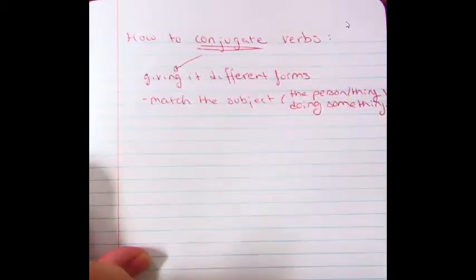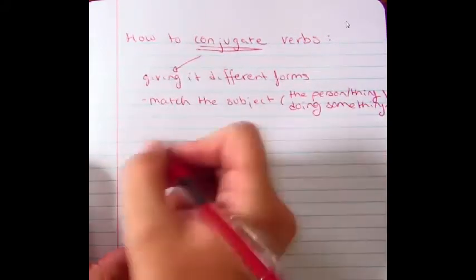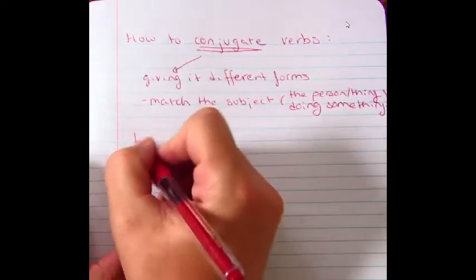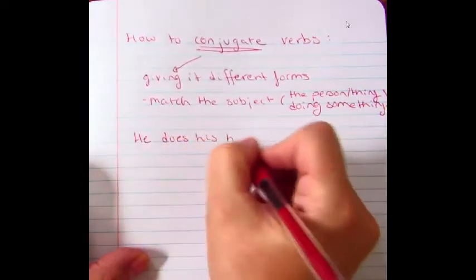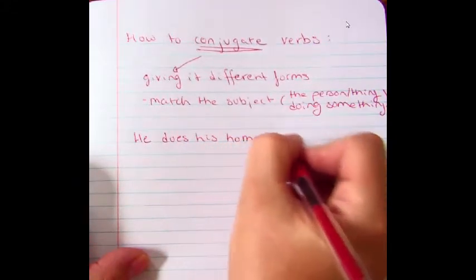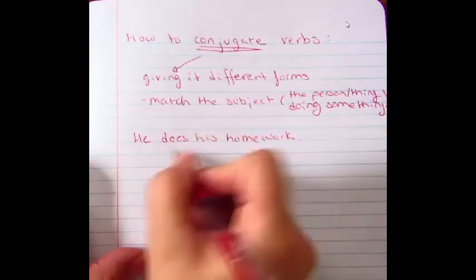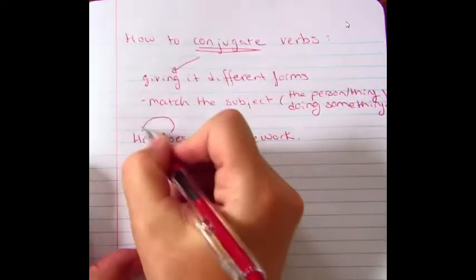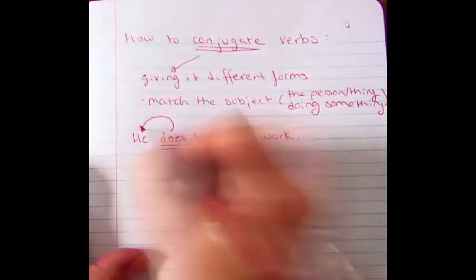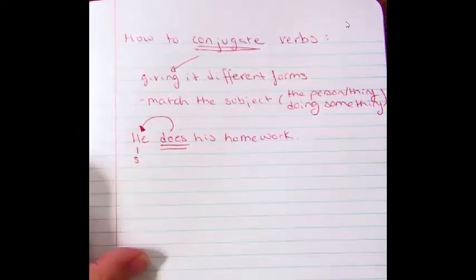So we're going to have it match. We're going to focus on present tense. So in English, you're going to have, for example, he does his homework. Right? So he does his homework. So my verb is does, and I made that match he. I conjugated for he, because he's the one that is doing something.